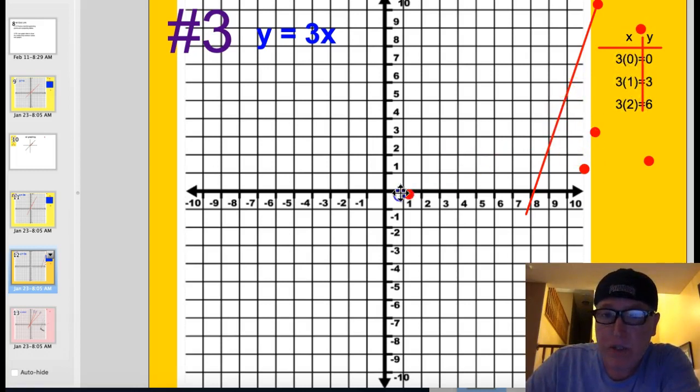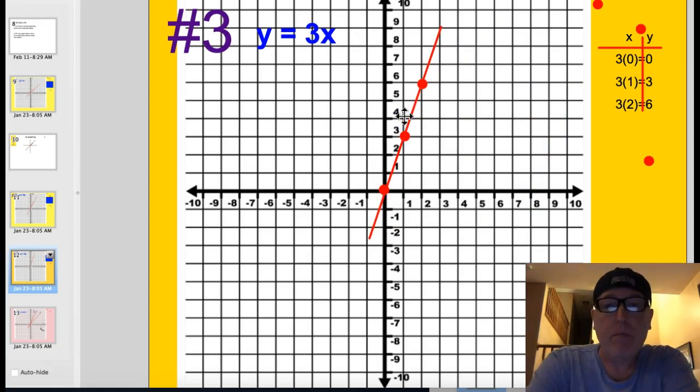So let's just graph these. Again, it's a 0, 0. And let's look at over 1 up 3, over 2 up 6. Here's 2 up 6. Slap a line on it. And that's pretty doggone good. All right. You with me still? Good. That was our third problem.